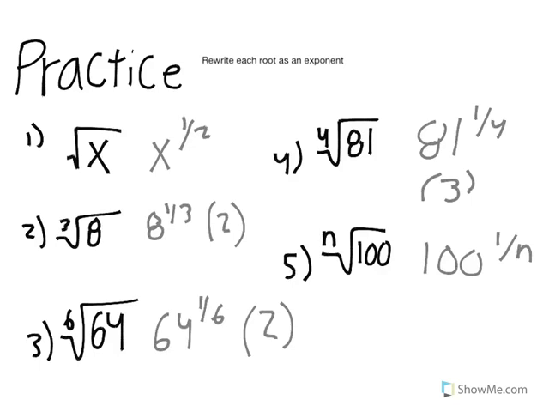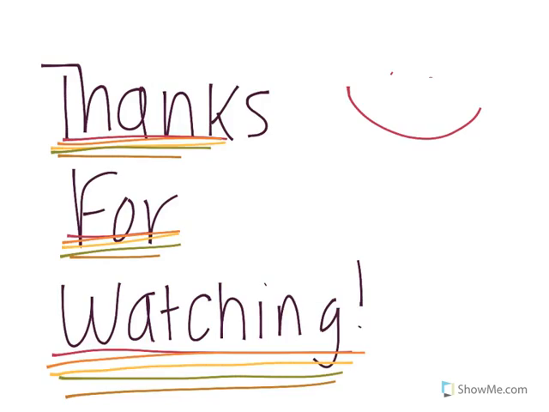I make it its inverse, 8 to the 1/3, which is also equal to 2, by the way. 64 to the 1/6, that's also equal to 2. 81 to the 1/4, which is equal to 3. I wrote it in parentheses because you weren't supposed to solve it out. You're just supposed to rewrite it as an exponent. And then the last one follows our n rule. You take the inverse of whatever this is, so it's going to be 100 to the 1 over n.